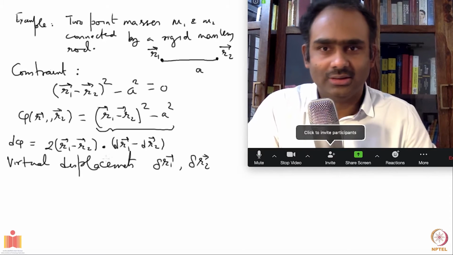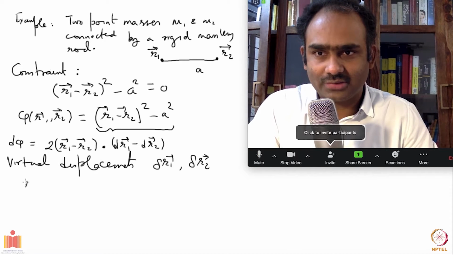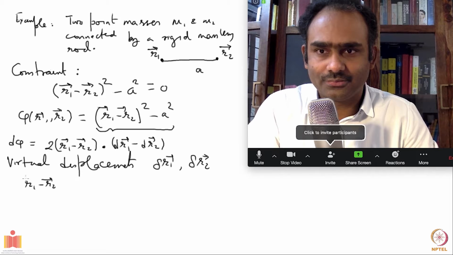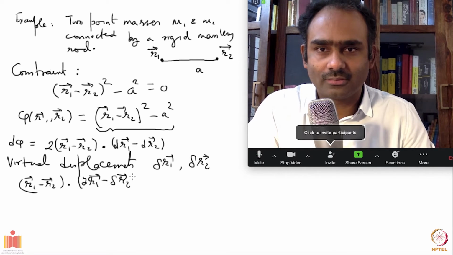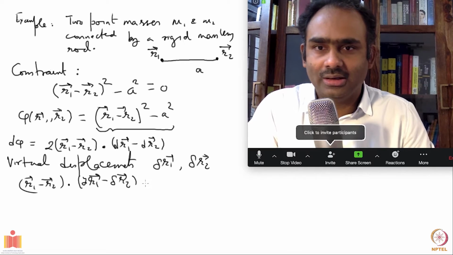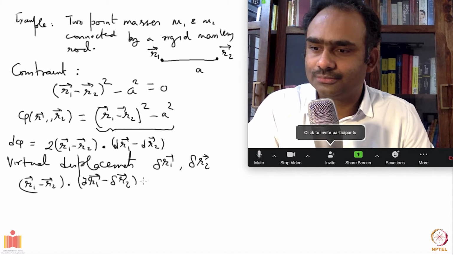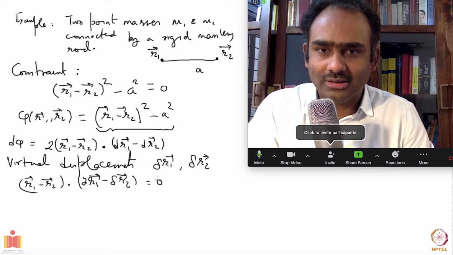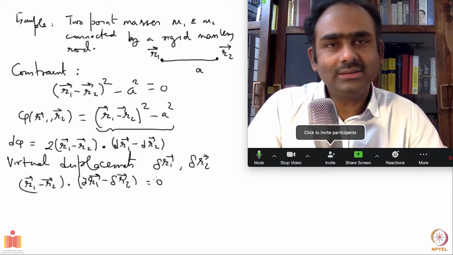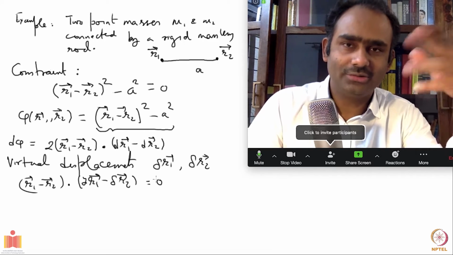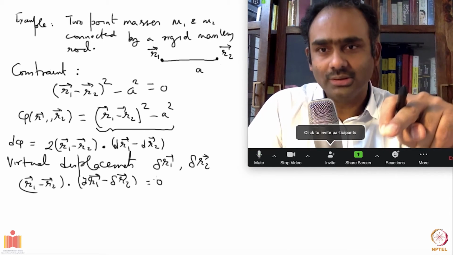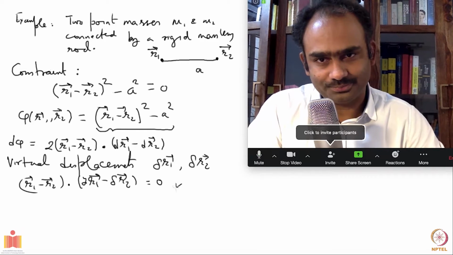So this becomes (R1 minus R2) dot with (delta R1 minus delta R2), and this is what you should have as equal to 0. So that is the constraint you have on the virtual displacements. So if you take delta R1 to be something, the delta R2 is fixed by this relation.